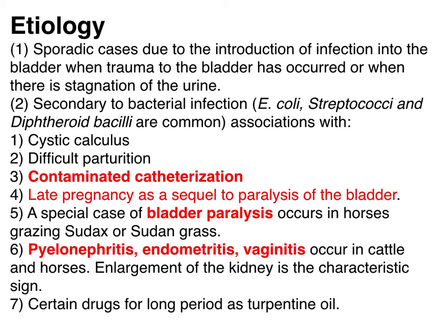A special case of bladder paralysis occur in horses grazing Sudex or Sudan grass خاصة في الخيول. يحدث شلل في المثانة. Pyelonephritis التي سبق أن تكلمنا عنها. Endometritis, vaginitis occur in cattle and horses. Enlargement of the kidney is the characteristic signs. Certain drugs for long period as turpentine oil.